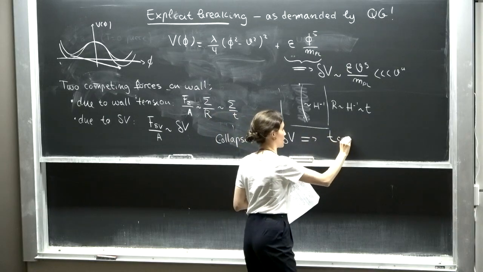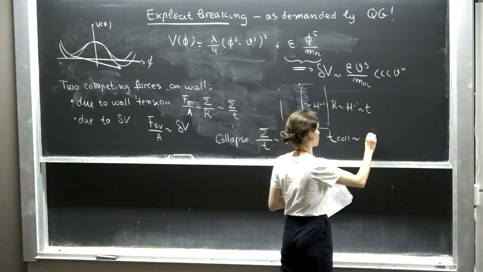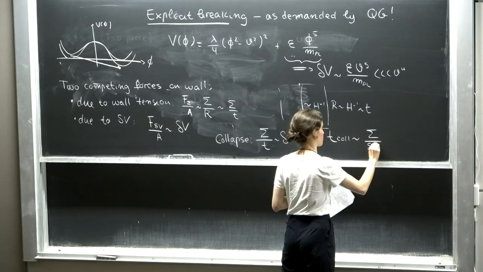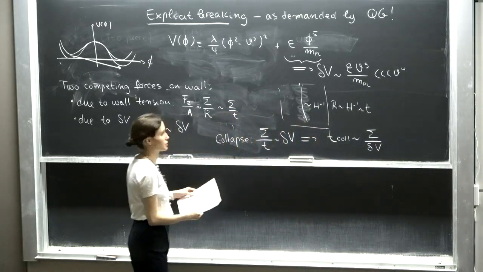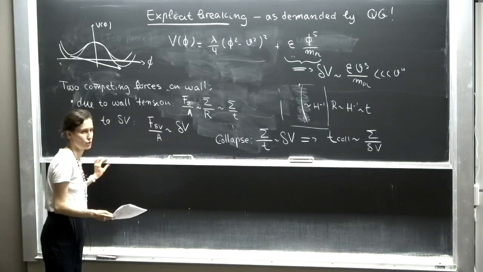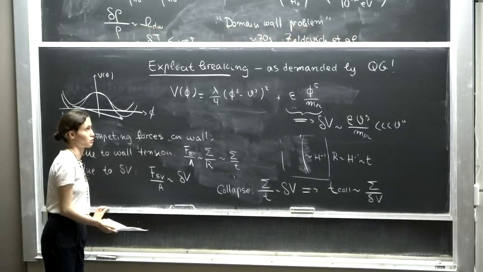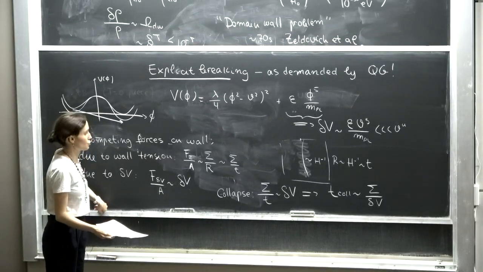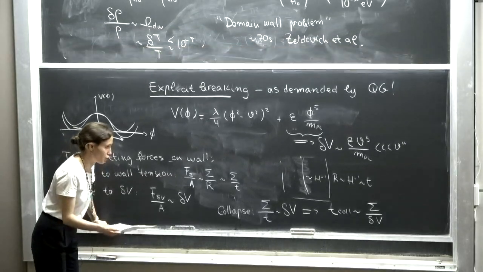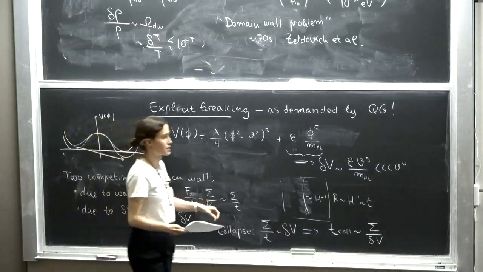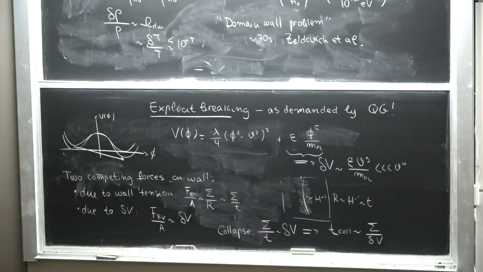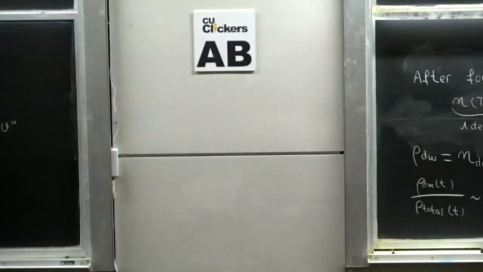So the collapse time scale is something on the order of sigma over delta V. Which also, if I had asked you to randomly make a guess for what the time scale would be, that's the only object with dimensions of time that you could have written. So now what we need is that we want this time scale to be short compared to the time scale that it takes for the domain wall network to become dominant, okay?